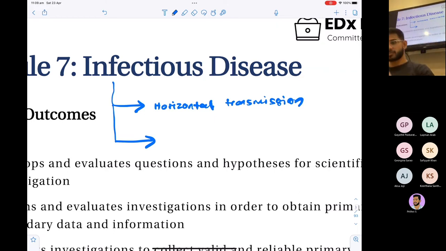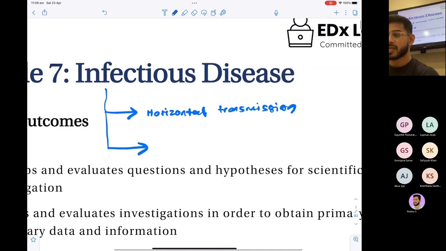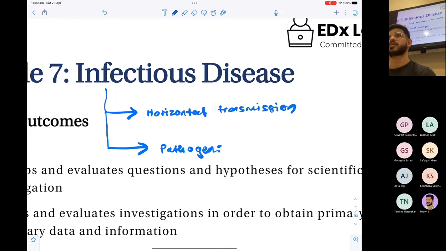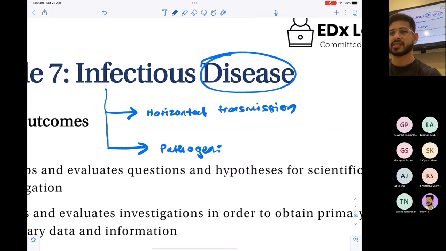Good. All right. Okay, so the next component is it's caused by a pathogen, which is an infectious agent. Those are the two things I want you to remember. Now, how about the definition of disease? How do we define it? Safia? How would you define disease?